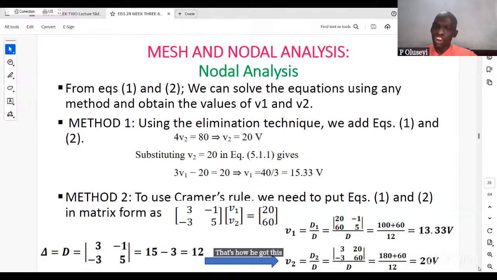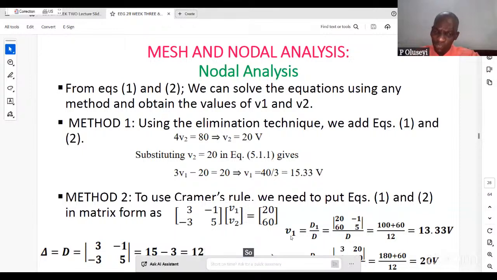Then there is another method called Cramer's rule. Cramer's rule is an offshoot of matrices. So on the Cramer's rule, you have to put your matrices into action. And in doing that, you can see what has been done. I am sure that you have used some of this in your year one. You have learned a number of these things, and you have always been using them. So please, you can see how we got V1.